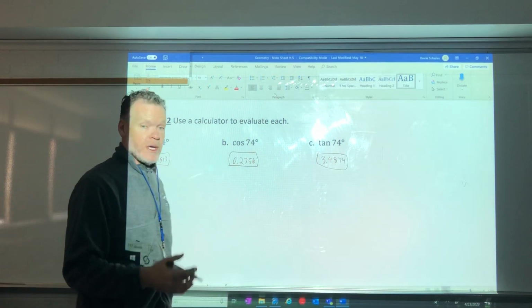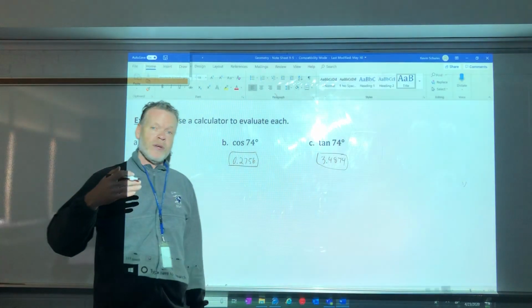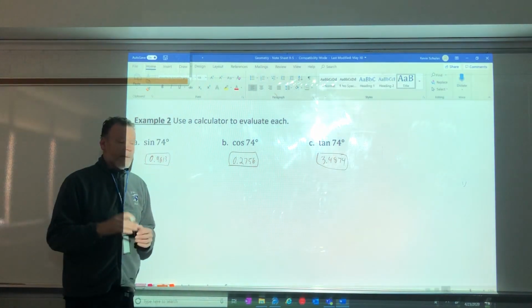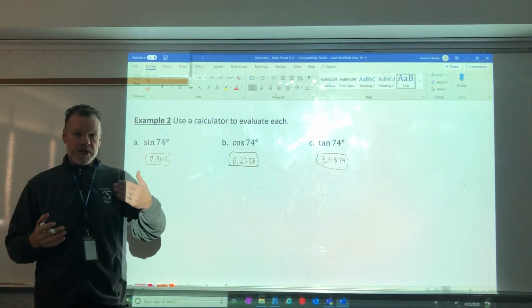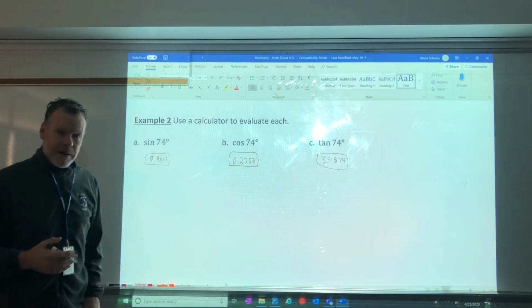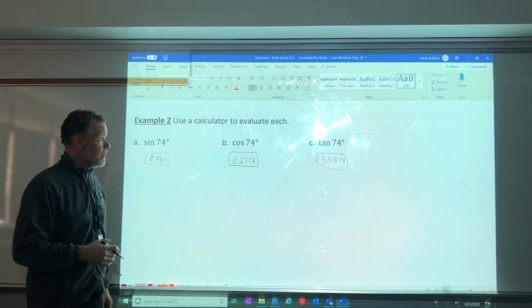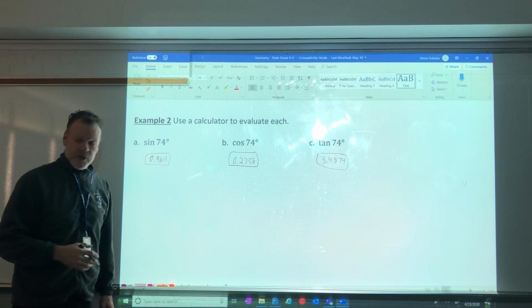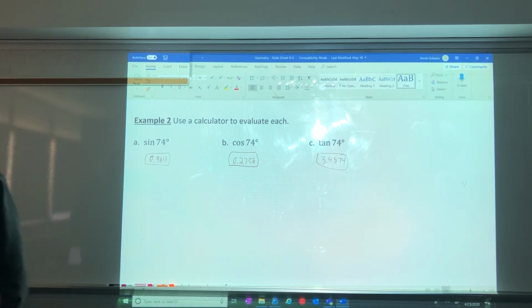And you'll see that on your sheet. And again, as we've been doing, you're going to get notes that are filled out, but you're also going to get a worksheet where I'll do the first or second problem in each section. So that's basically how we're going to use a calculator to evaluate everything right there.